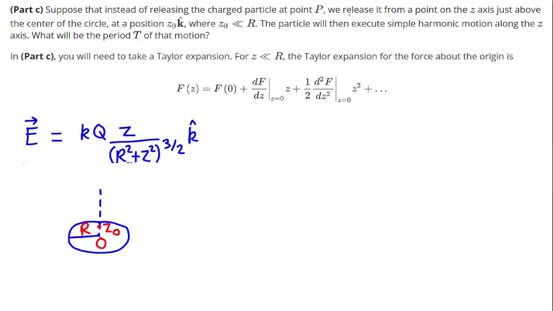And we're told we'll need a Taylor expansion, so for z being much smaller than the radius of the ring, the Taylor expansion for the force about the origin is given as follows. So given that the particle's negatively charged and the ring's positively charged, the electric force acts downwards, and it's equal to the electric field times the charge Q. So given the charge is negative, the force points downwards.